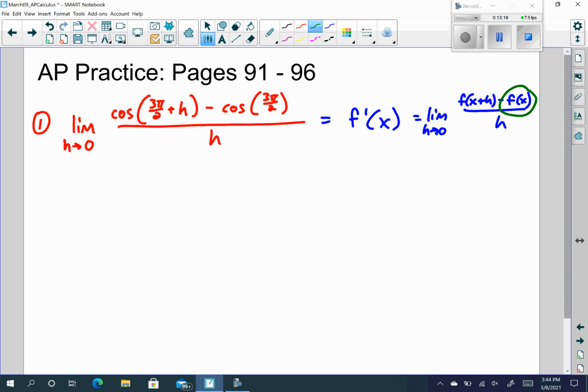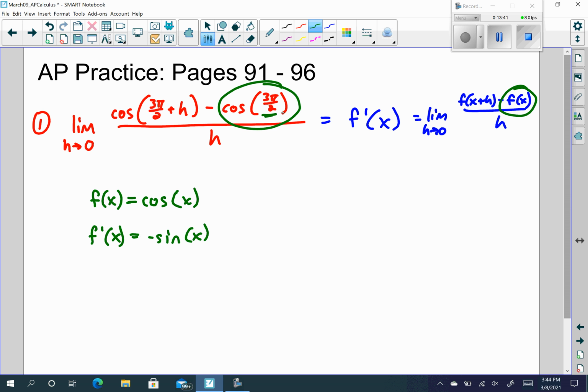So guess what? Whatever's over here, that's our f of x with a value substituted in. That means f of x is really cosine of x. And now we know the derivative rules of trig functions to help us find f prime of x, which would become negative sine of x. And the value is 3 pi over 2. So this becomes f prime of 3 pi over 2, which is equal to the opposite of sine of 3 pi over 2.